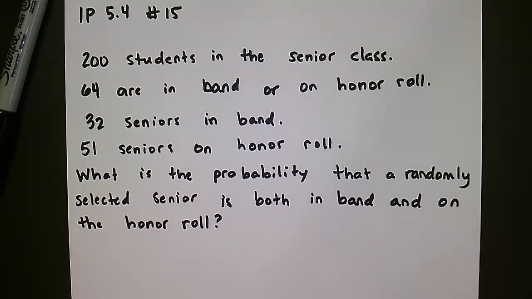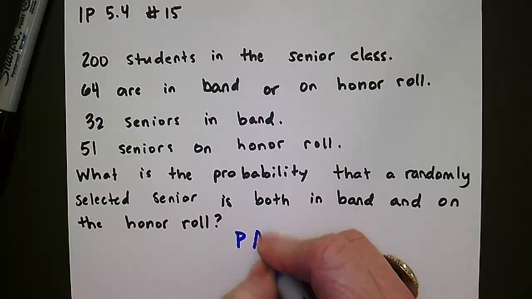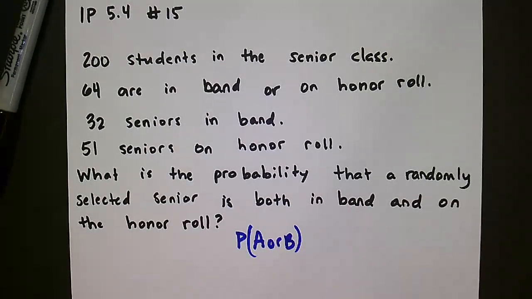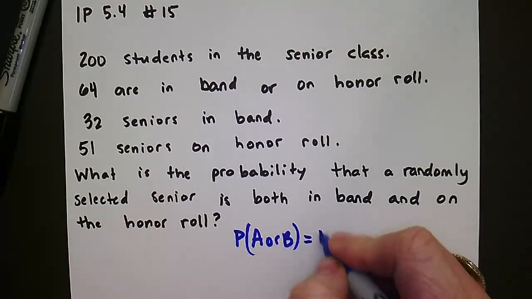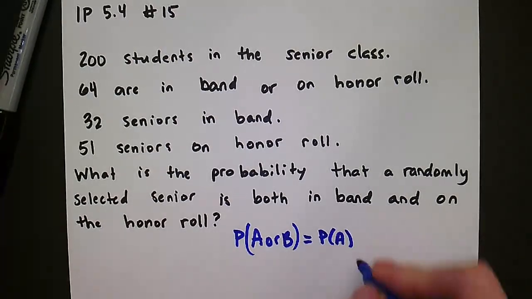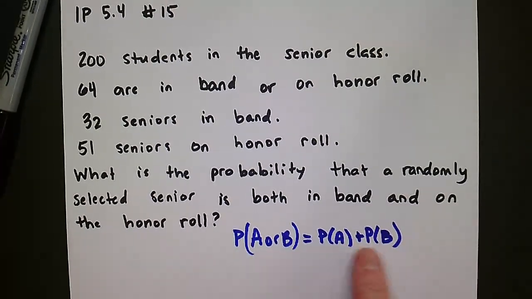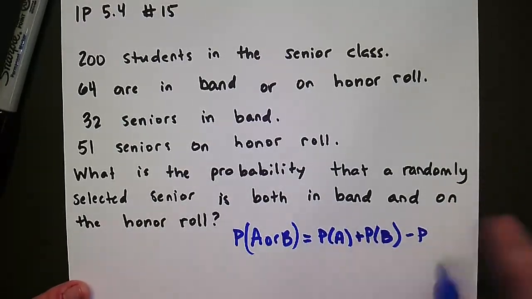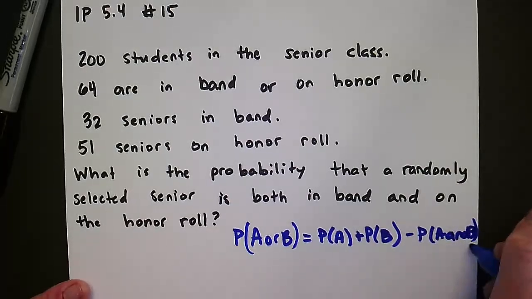And that is this relationship. That is the probability of A or B. And we can assign event A and B to be either the band or the honor roll, is the probability of each of those individually, so the probability of A plus the probability of B. And then since we have both of those probabilities added up, we want to make sure we don't double count anyone who's in both groups, so we'll subtract the probability of A and B.